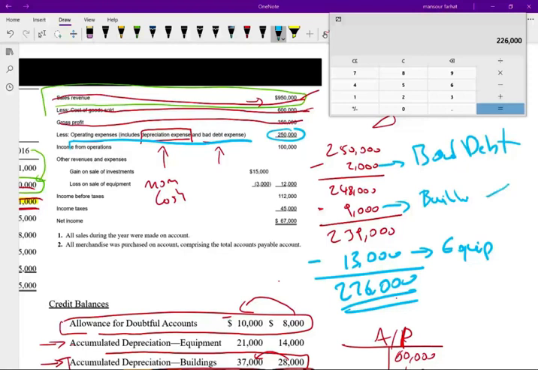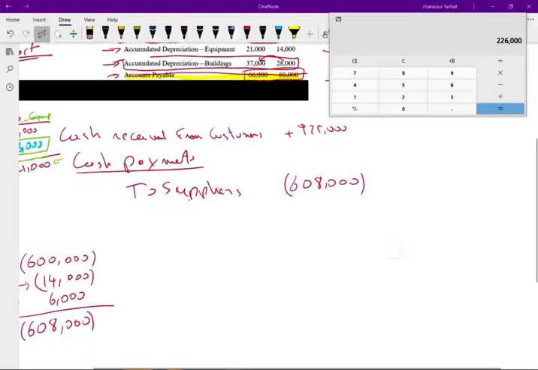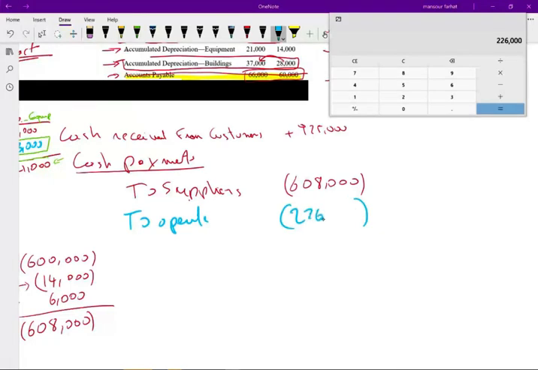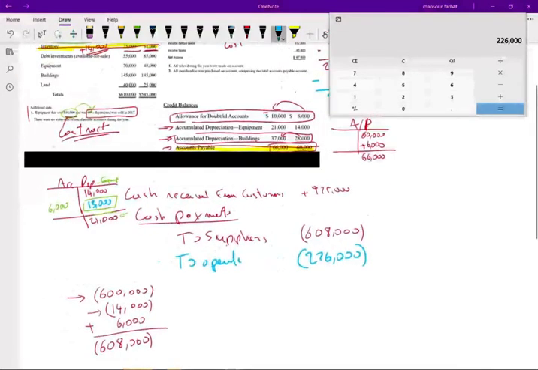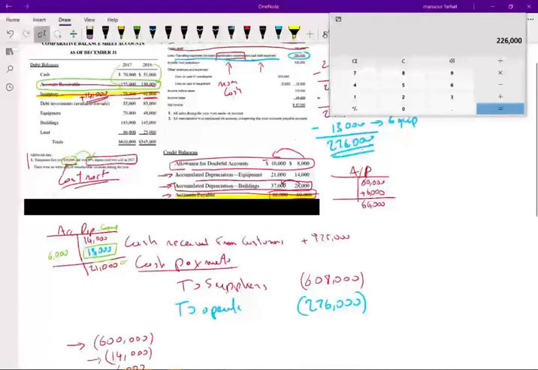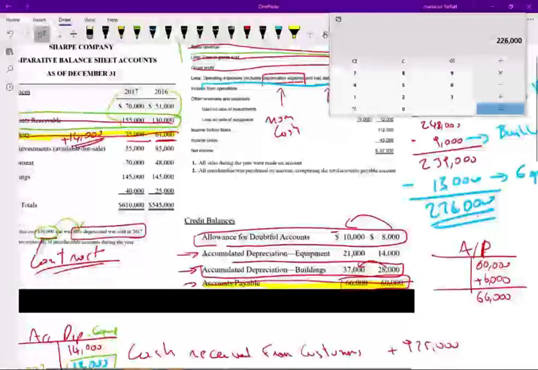Then I backed out the building. That was easy. And for the equipment, I had to be very careful because I sold one of the equipment. So this is how they can trick you. So to operate the business, I paid 226,000. So notice I could have turned this into a simulation just to tell you how easy you can make it more complicated.